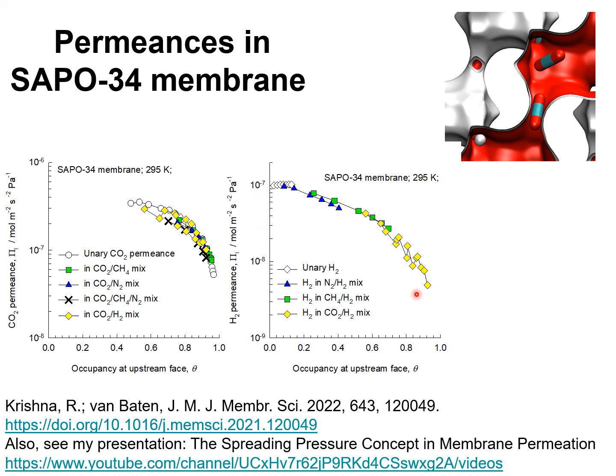Compared at the same value of the occupancy in the upstream phase of the membrane, the component permeances of hydrogen are the same. This is an important and practical conclusion that also holds for nitrogen permeance, for methane permeance.